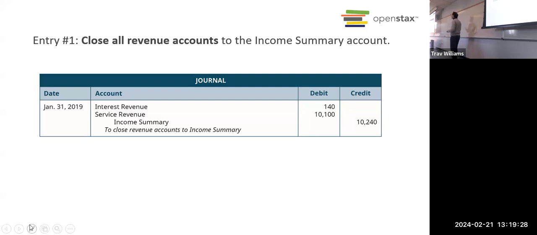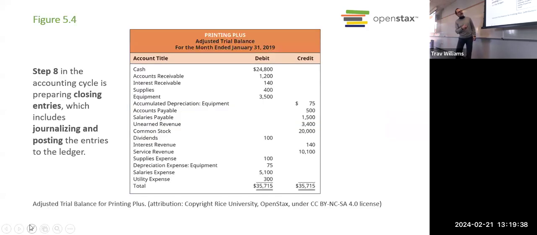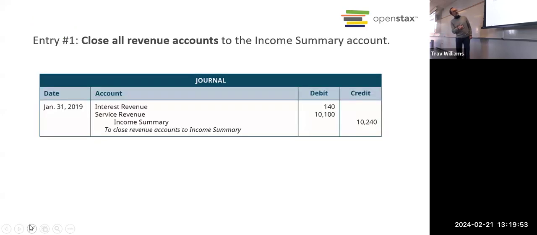So if we need to close out your revenue account that has a credit balance, you need to debit that account and get it down to 0. So if we go back to this trial balance, we find this company had $10,100 of service revenue. Oh, and they also have some interest revenue. Okay, let's see, is this the same company? Yes.